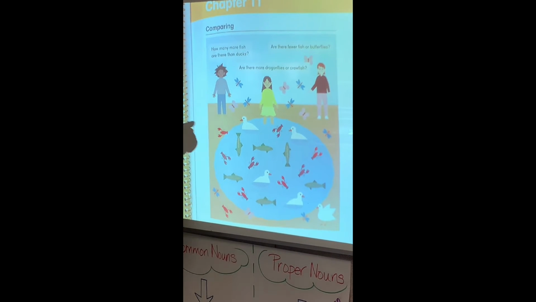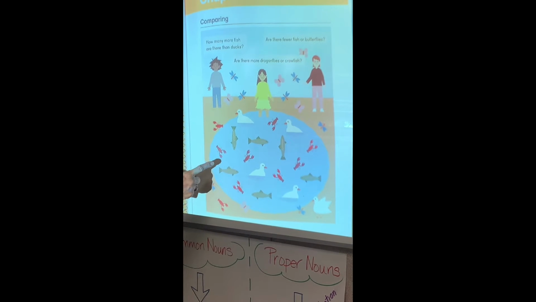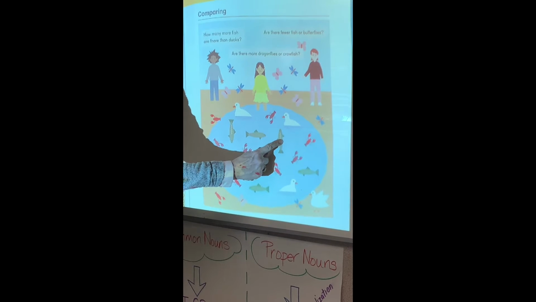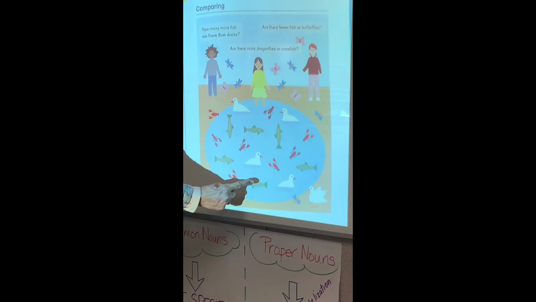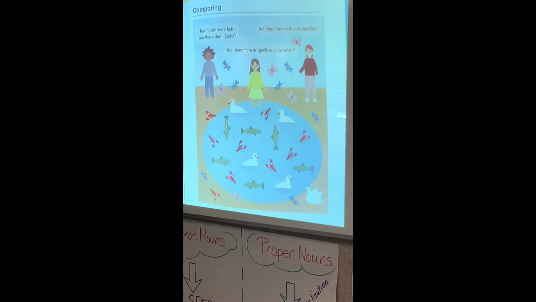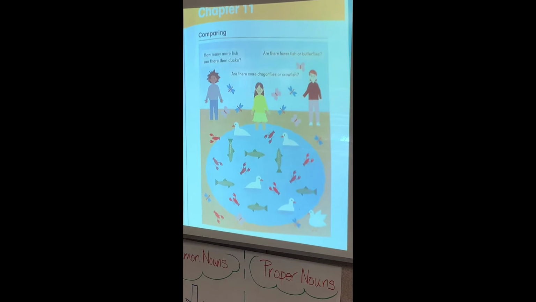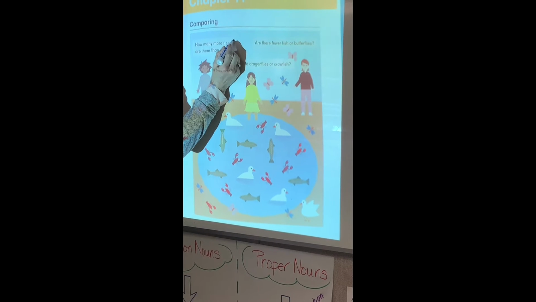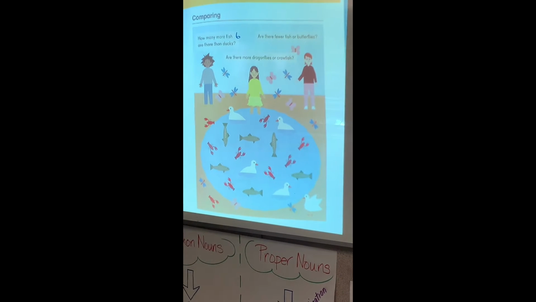Well, all the fish are in the pond, which makes it easy. Let's count together. 1, 2, 3, 4, 5, 6. We have 6 fish in the pond. I'm going to write that right next to the word fish up here, so then I'll know how many fish I have.